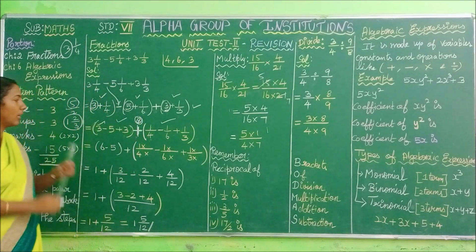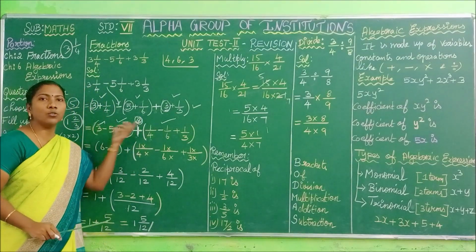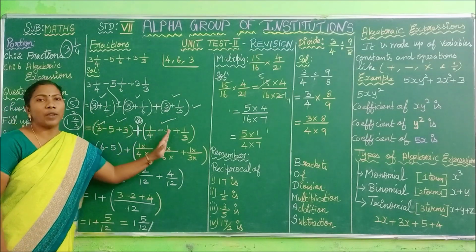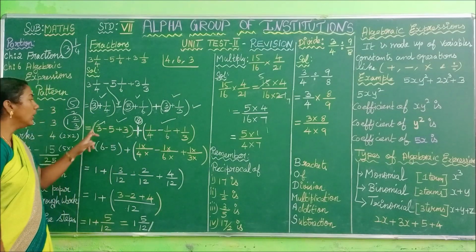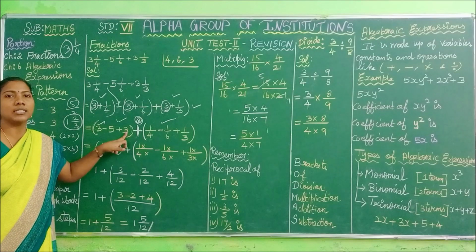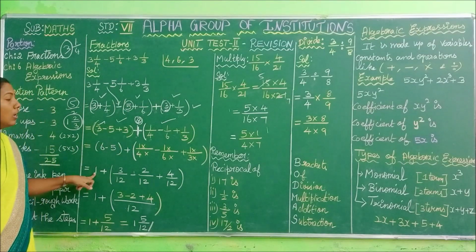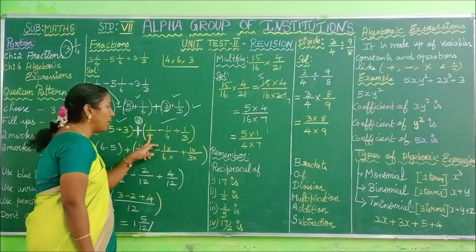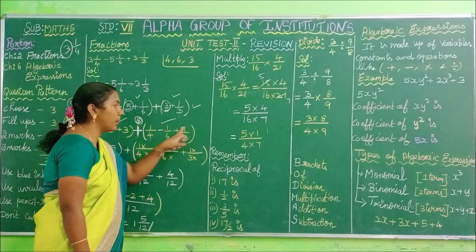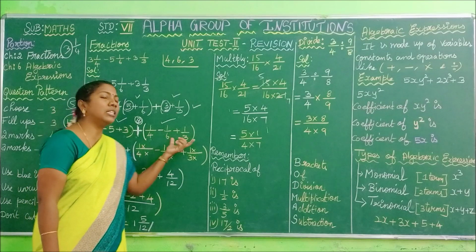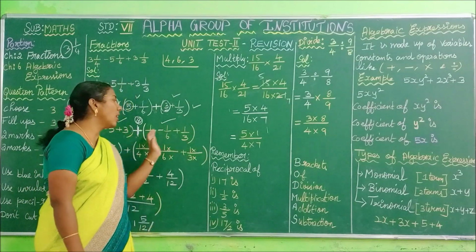Okay. Next we are going to evaluate these two brackets. That is, the whole part and the fraction part we are going to evaluate now. 3 plus 3. What is your answer? 6. So 6 minus 5. What is your answer? 1. Now see here, children. 1 by 4 minus 1 by 6 plus 1 by 3. We have to evaluate this fraction, but they are unlike fractions.